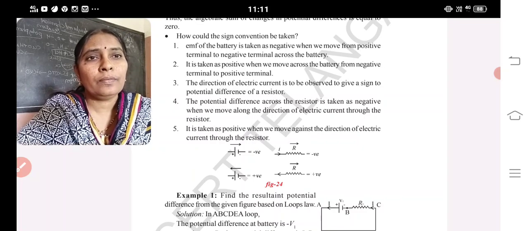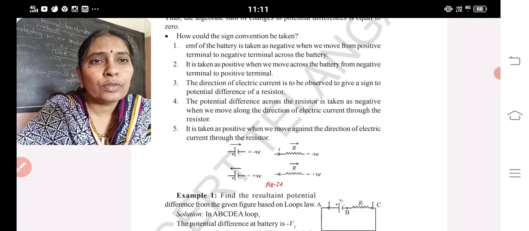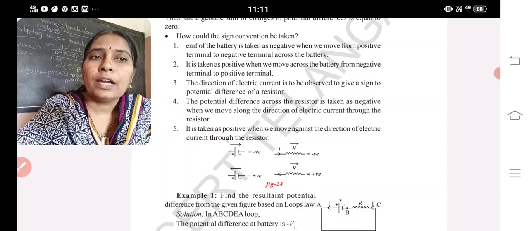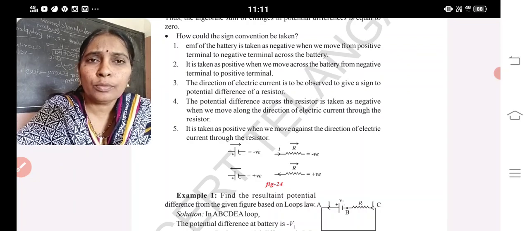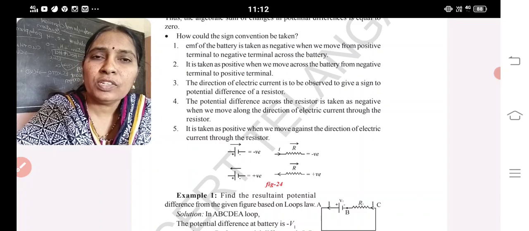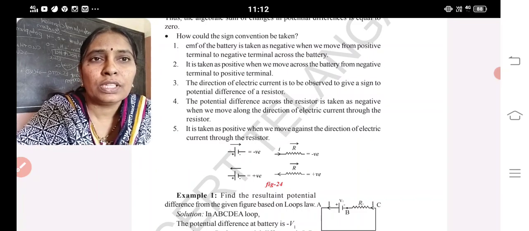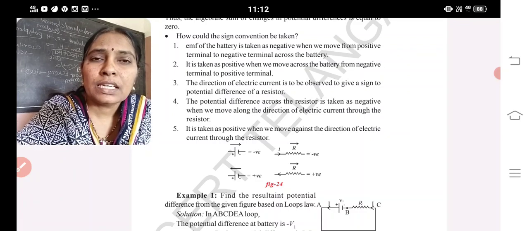positive terminal to the negative terminal. And it is taken positive when we move from the negative terminal to the positive terminal. And potential across the resistor is taken negative when we move in the direction of electric current through the resistor. If they move along the same direction, electric current and potential, at that time it is taken as negative. If they move opposite to each other, then it is taken as positive. These are the 5 sign conventions which we have to follow to solve problems based on Kirchhoff's laws, that is the junction law and the loop law.